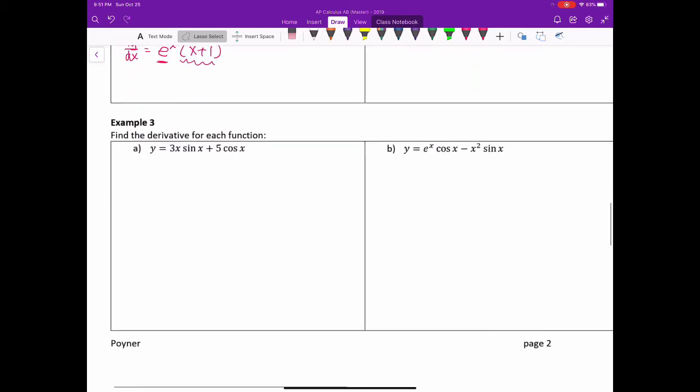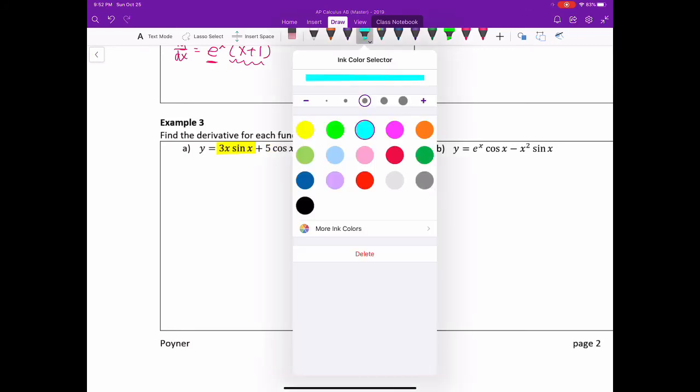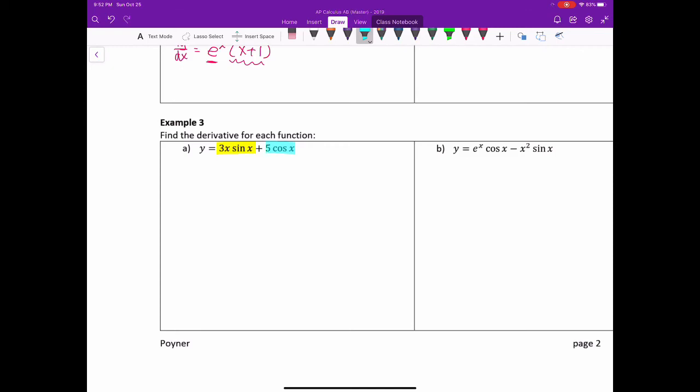Let's try example 3. So now we have two places. We have this one here, which is a product in and of itself, and this one is not necessarily a product, but it could have been. Ooh, let me pick a different color for that one. So let's do maybe blue for that. So that's the second one.